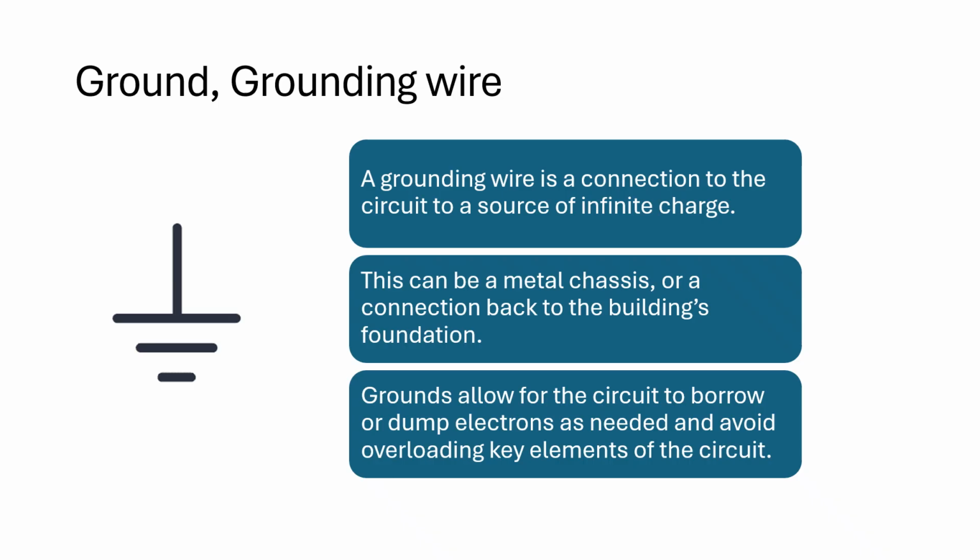Okay? Grounds allow for the circuit to borrow or dump electrons as needed and to avoid overloading key elements of the circuit. So if we have a runaway current, a ground wire prevents a runaway current. You don't get a runaway current in a properly grounded electric circuit because the ground will take on the excess current. Okay?